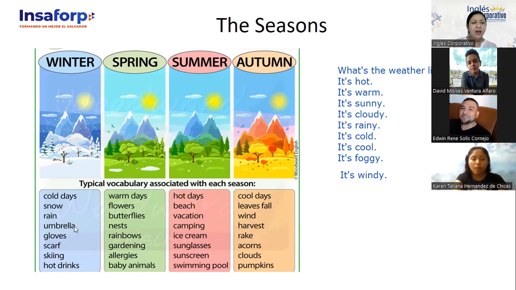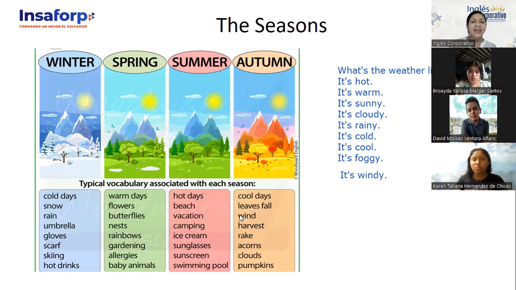Good, good. A ver, about the words that are here, can you tell me what is the meaning of win? Invierno. Win, winter es invierno. Viento. Yes. Okay, what is the meaning of rainbows? Oh, that's a beautiful rainbow. After the rain, you can see the rainbow. Different colors, 7 colors. Arcoiris? Yes. Okay, what is the meaning of rake?